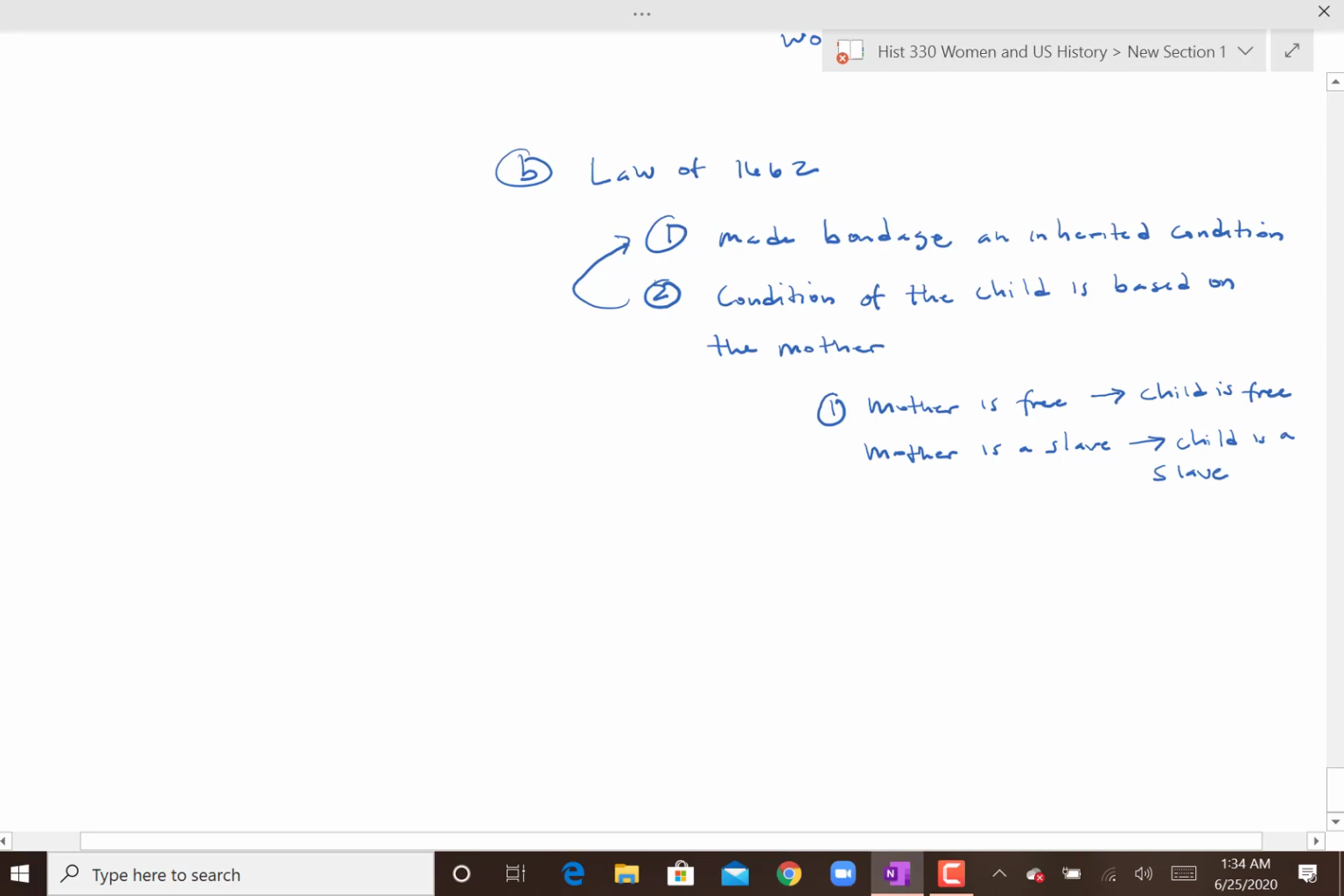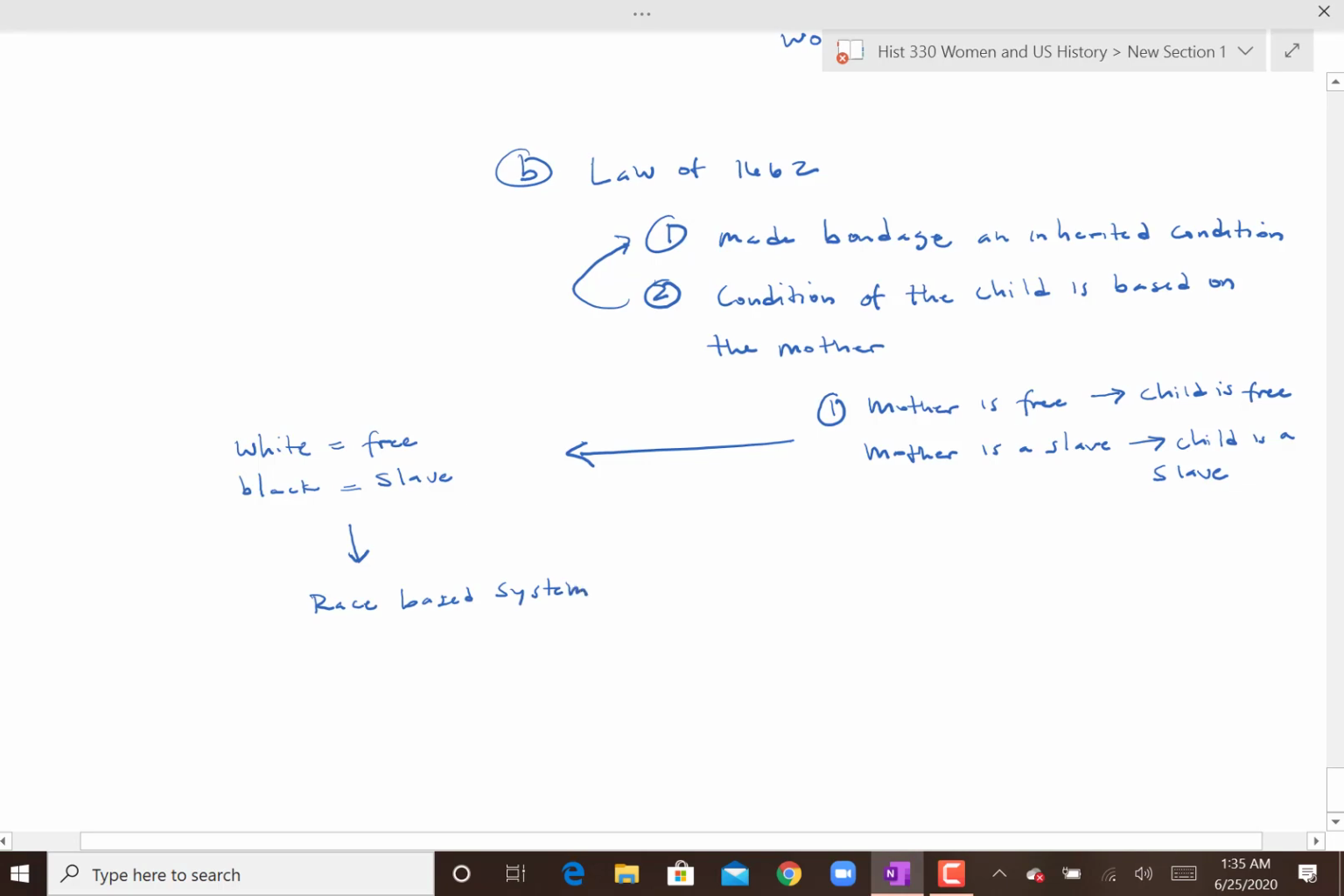And this is going to then create where it gets to the race-based system, if I can draw here, is that this is going to establish very clearly white equals free, black equals slave. And that's where you then get a full race-based system of slavery.